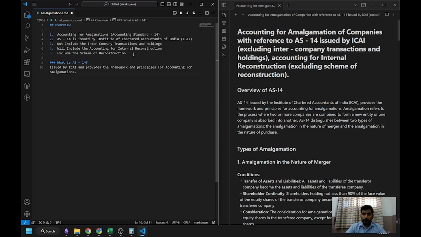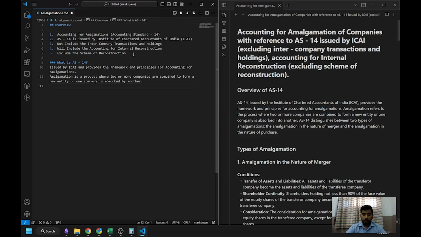Amalgamation refers to the process where two or more companies are combined together to form a new entity, or one company is absorbed by another.